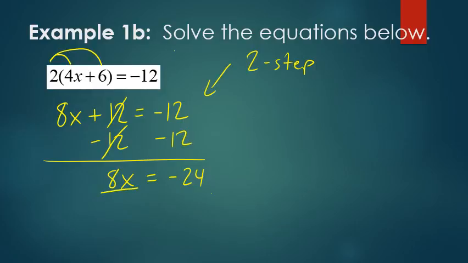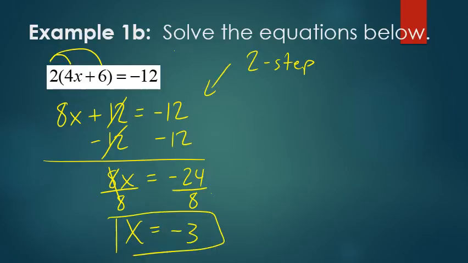And then my last step, divide both sides by 8. 8's cancel. I'm left with my final answer, which is x is equal to negative 24 divided by 8 gives me negative 3. So bada bing, bada boom, second problem down.